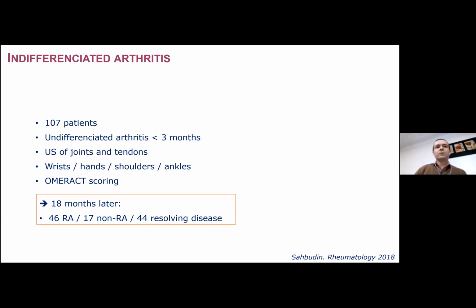Another work included more than 100 patients with undifferentiated arthritis for less than 3 months, for which the authors performed US of joints and tendons of the different extremities and applied an OMERACT scoring for tendons and for joints. And they saw the patients again 18 months later with a definite diagnosis. So among the 107 patients, only 46 were diagnosed as certainly having rheumatoid arthritis. 17 patients were diagnosed with other diagnoses like spondyloarthropathy and crystal diseases, and 44 patients were healed and didn't present anymore any kind of joint complaints.